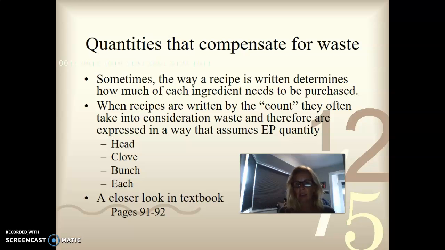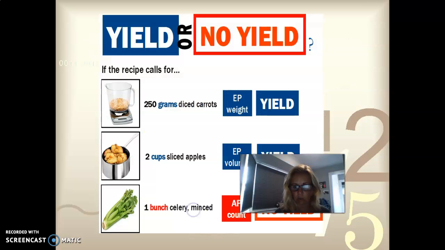And you'll see that in things like eaches. Eggs have yield percentages, but if I say 4 eggs, I know that you're going to throw away the peel, right? So the only time that you would not divide by yield percent to know how much to order is if the recipe writer wrote the ingredient by a quantity of count, which is usually expressed by eaches or something like that. And you can look at this closer by zooming in on pages 91 and 92 of the textbook. So let's practice a couple of these.